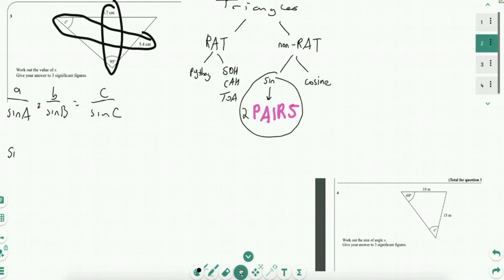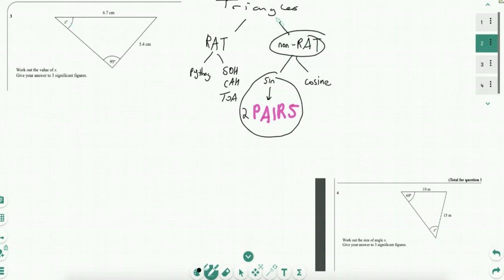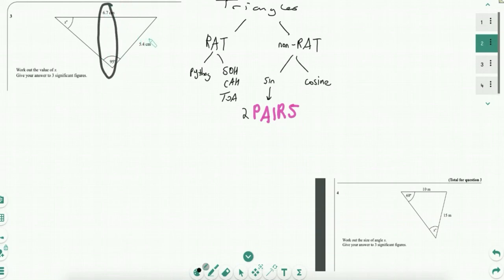Now, let's do this over here. So we have some sort of triangle, and we want to find the missing angle. All right. So since this is a non-right angle triangle, I can either use the sine rule or the cosine rule. To test for the sine rule, we're going to look for pairs. Well, I have this side angle pair, and I'm looking for this side angle pair. So we have two pairs. So we'll use the sine rule.